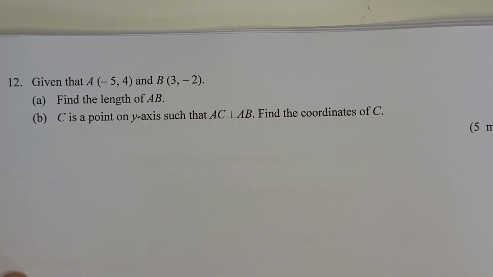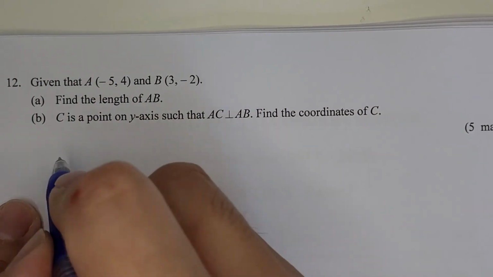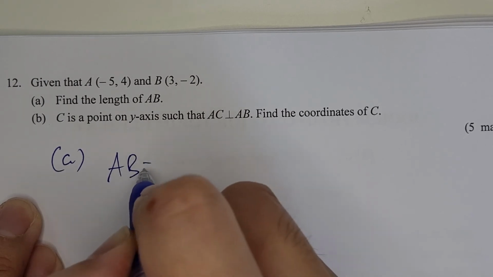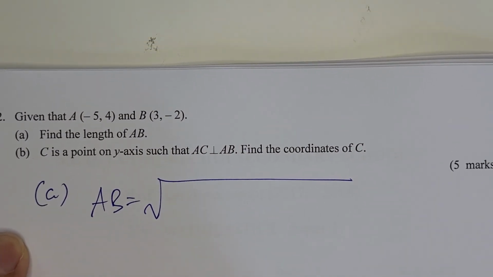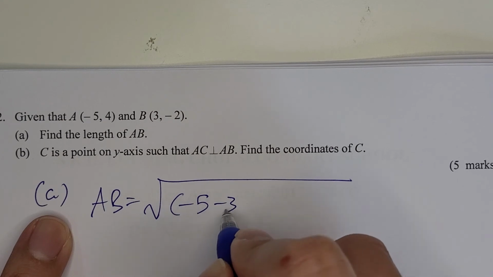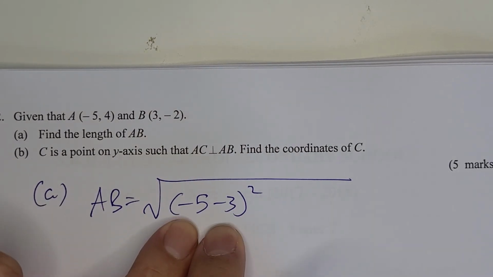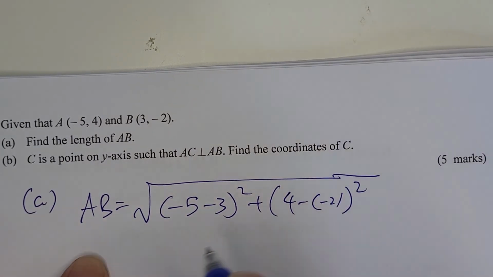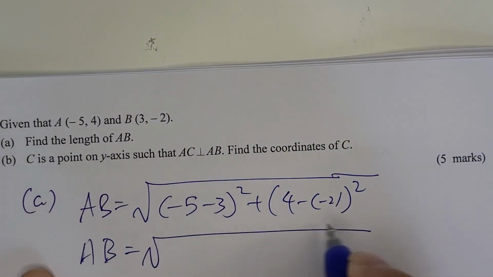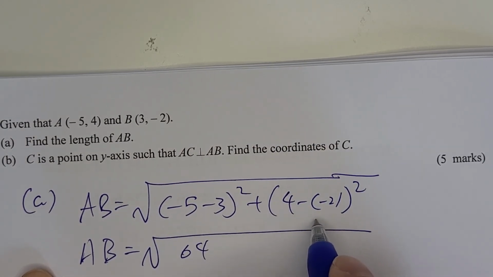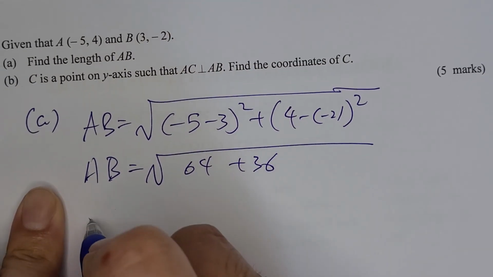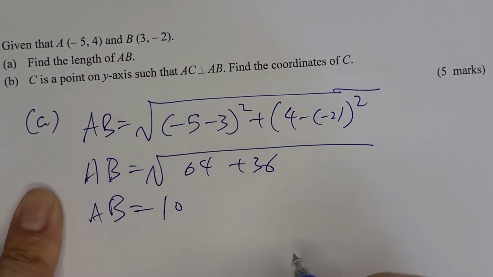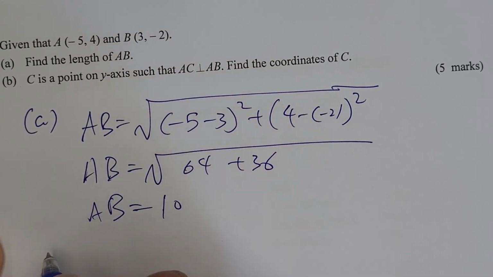And go to question number 12, the last one. Given these 2 points A and B, part a, find the length of AB. It's quite standard, you are just using the distance formula. Negative 5 minus 3 all square, the difference of x coordinates square, plus the difference of y coordinates square. So that is negative 8 square, 64, positive 6 square, 36. AB, that is square root 100, that's 10.